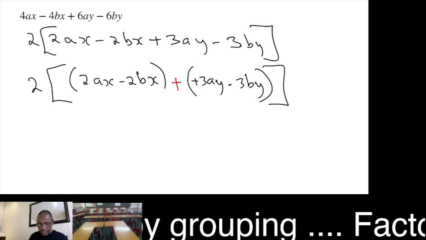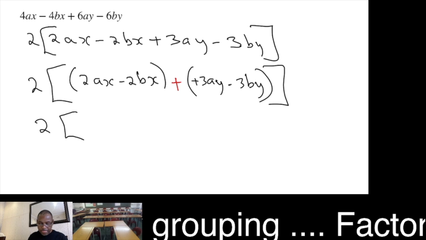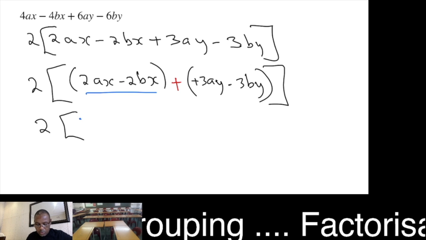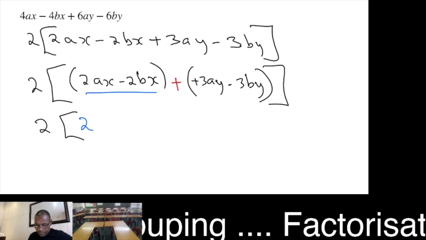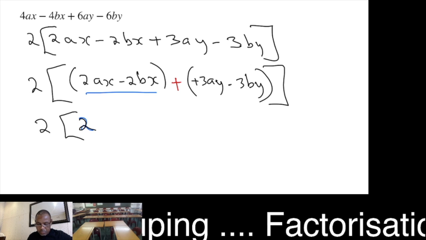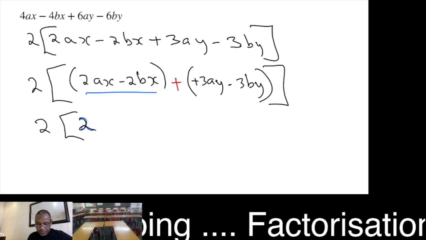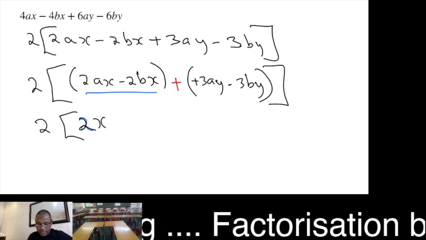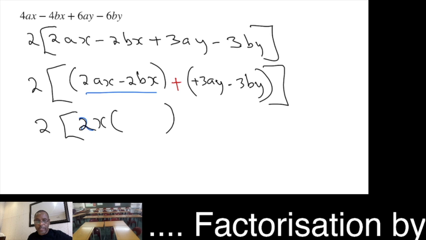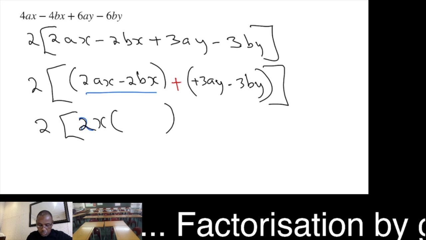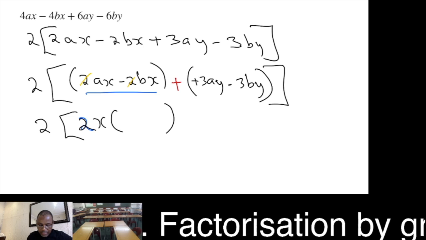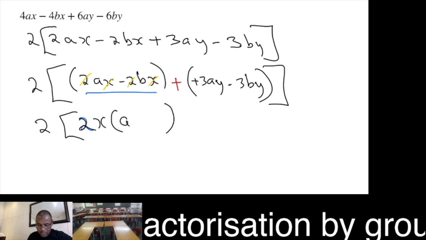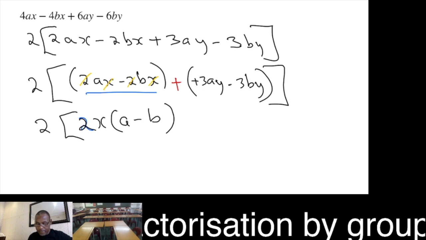Let's factorize this. You will notice 2 is common, but also x is common. Can you see that? So 2x is common there. So if 2 is common and x is also common, do you see that you then remain with a minus b in there?